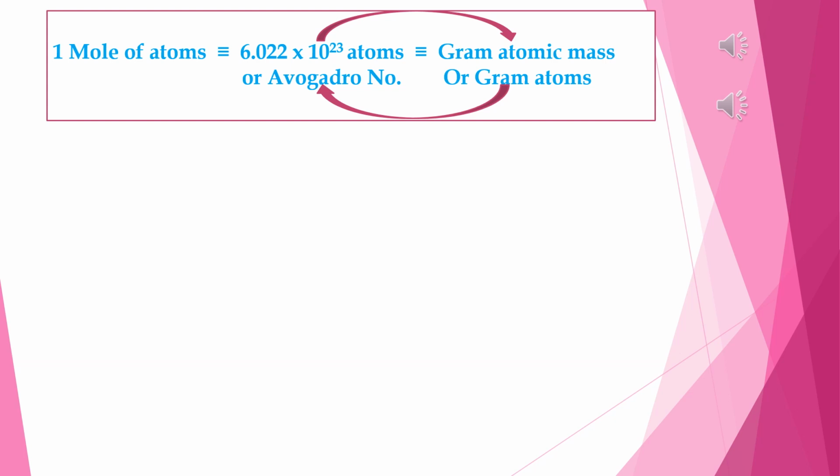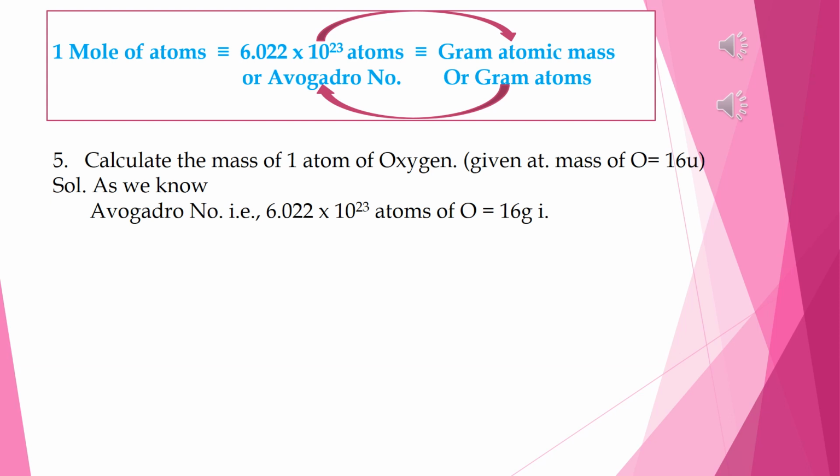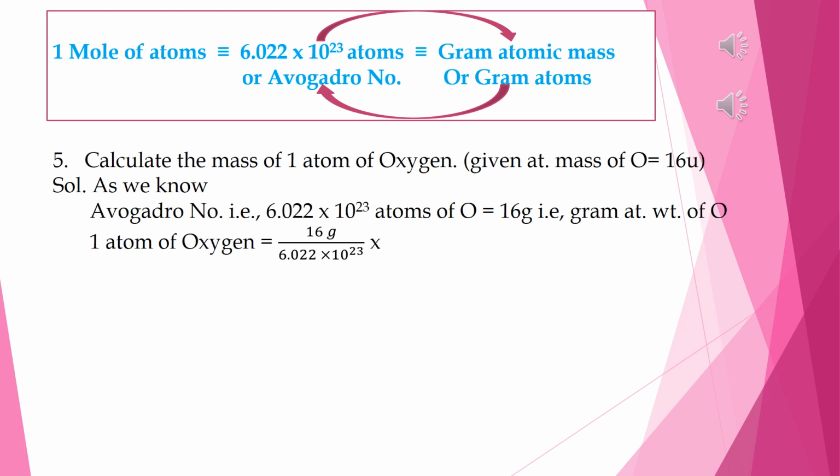So let's see this relationship by solving numerical problem. So fifth numerical is calculate the mass of one atom of oxygen. So given the atomic mass of oxygen is 16 unit, so as we know, Avogadro number of atoms of oxygen is equal to its gram atomic weight, that is 16 gram. So one atom of oxygen weighs 16 divided by Avogadro number multiplied by 1, that is equal to 2.6568 into 10 raised to the power minus 23 gram.